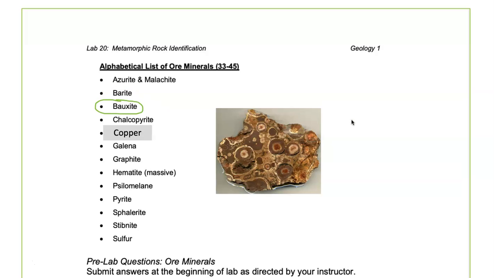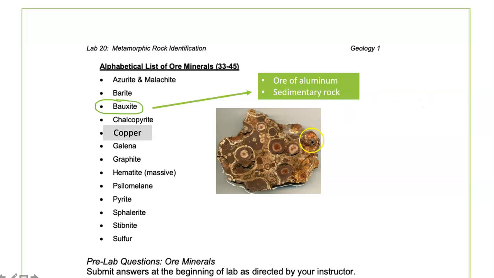The next mineral is bauxite, and bauxite is not even a mineral. Really, it's actually a sedimentary rock, and it's an ore of aluminum. Most of our aluminum comes from bauxite. It has these very distinct spherical concretions, if you want to call them that, and that is the bauxite itself. The surrounding material is the rock. So this is where the aluminum is, and this is very distinct. There are no other ore minerals in this lab that have this kind of appearance. So this should be pretty straightforward to be able to identify.